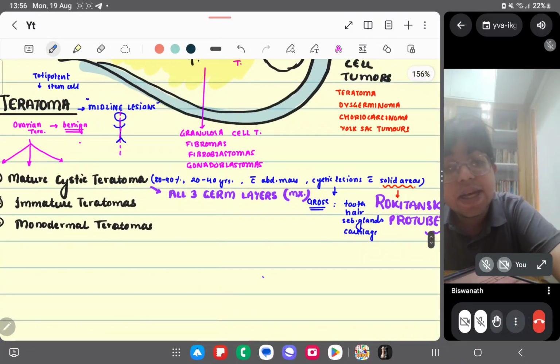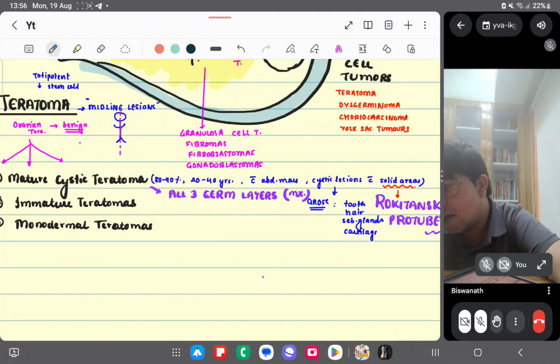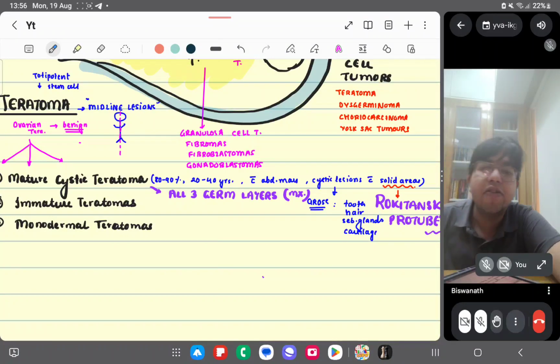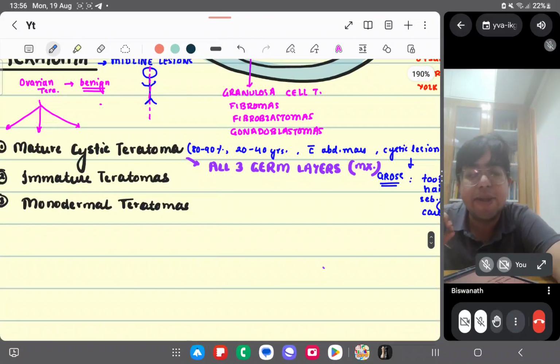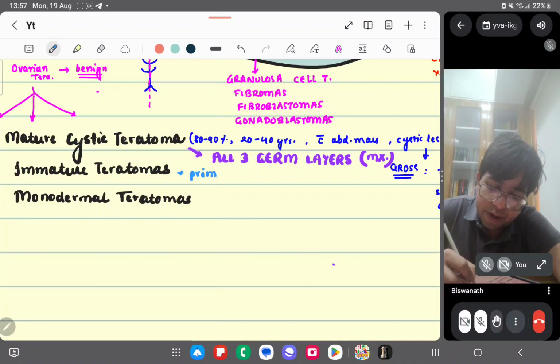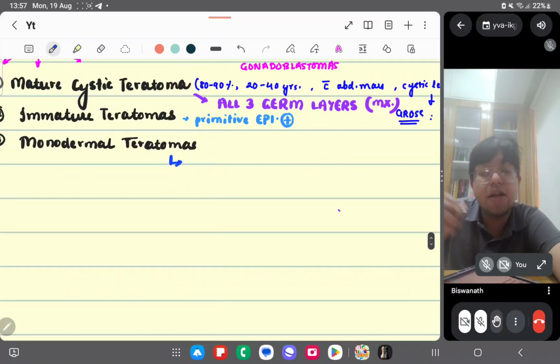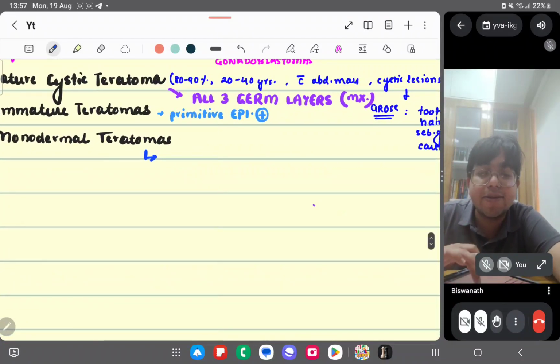Immature teratomas. Remember, these are not well differentiated tumors. If you see the histological slide, you can remember it like this: we have a blastic epithelium, a primitive epithelium, which is found here. Okay, we have a primitive epithelium present. And monodermal teratomas, you remember, are the most highly specialized, very well differentiated.